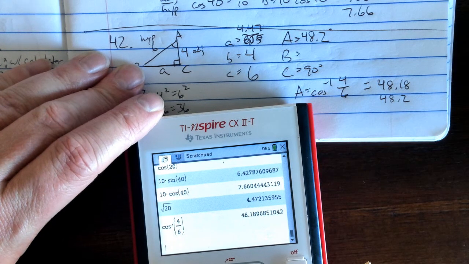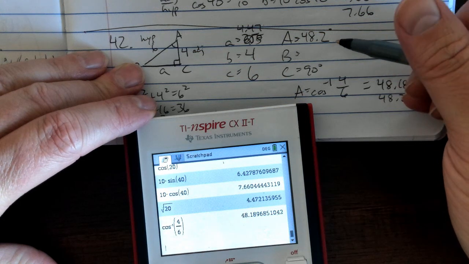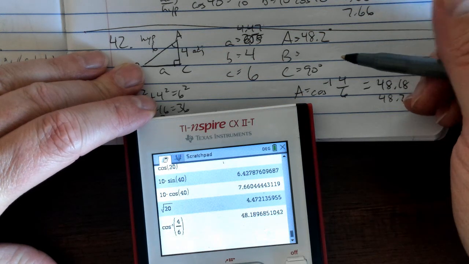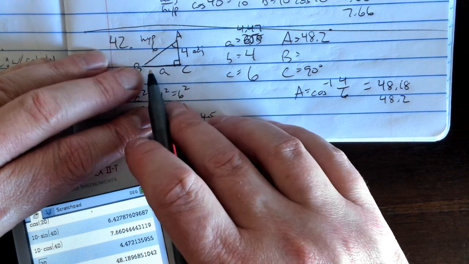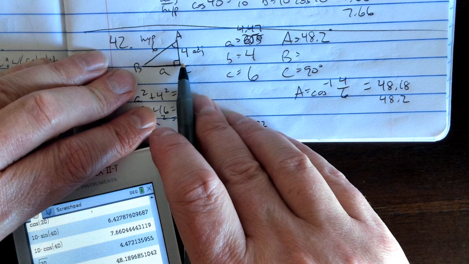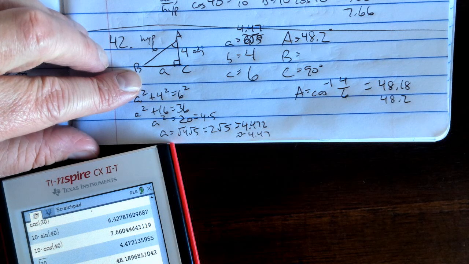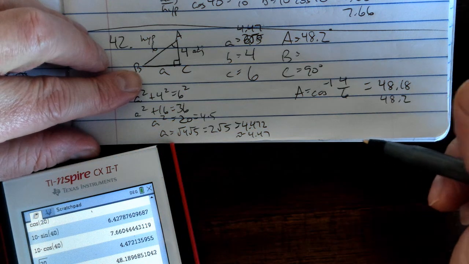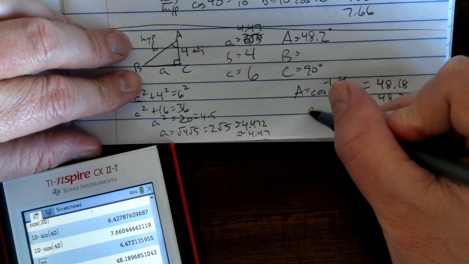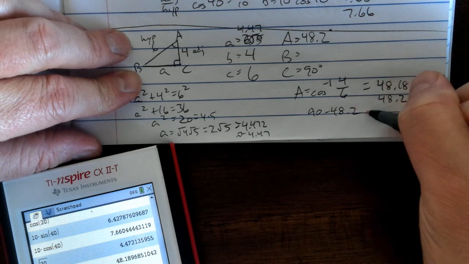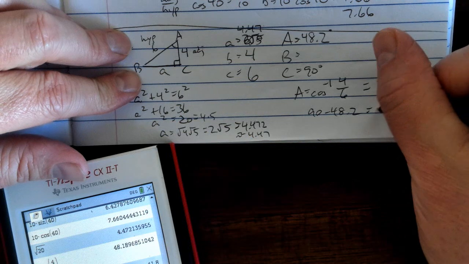Now, because we're rounding to the tenth, we probably ought to figure out B by doing adjacent. Well, we could just do 90 minus 48.2, and that's 41.8.